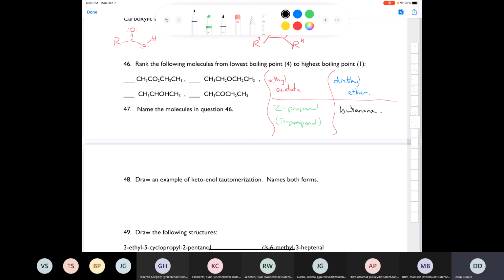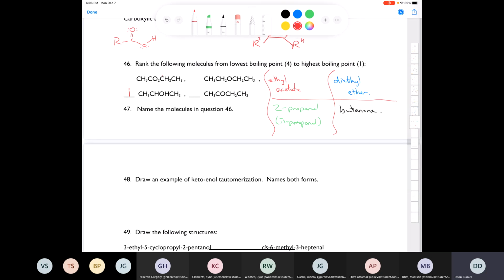Butanone, like that. Okay, so we have all of them. So that means we've got an ester, an ether, an alcohol, and a ketone. Well, we know that alcohol is going to be number 1 on the list, right? Because it's got hydrogen bonding.